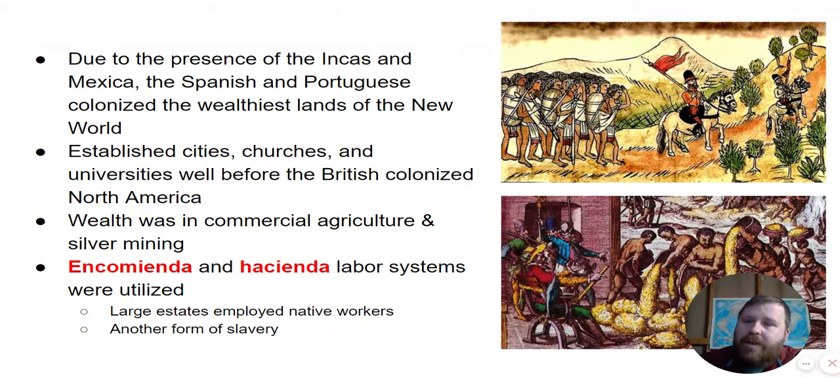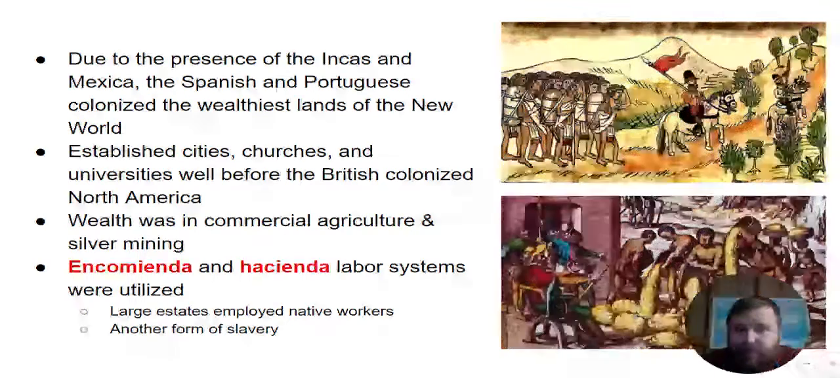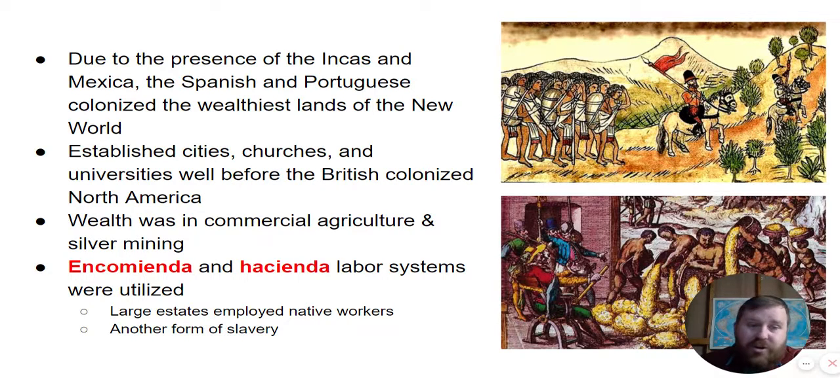So the Spanish and Portuguese colonized the wealthiest lands in the New World, the ones that had been controlled by the Mexica or the Aztecs and the Incas. And they established cities, churches, and universities well before the British colonized North America. So the Spanish are around for a lot longer than the British were, and the Spanish colonies are a lot older than that.